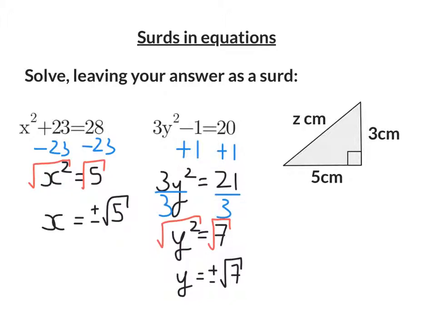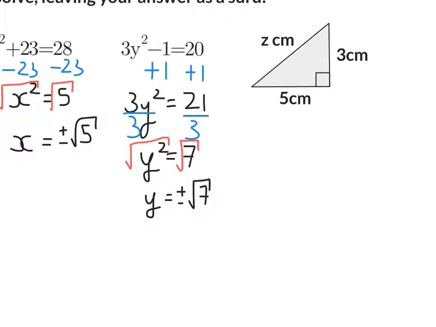In the third example, we have a right angle triangle where we know two sides, and we've been asked to work out the third. So this is good. We're going to use Pythagoras to solve this. So we're going to have c squared is equal to a squared plus b squared. Now, c is the hypotenuse. In this case, that's the z, what we're trying to work out. And a and b are our two short sides.